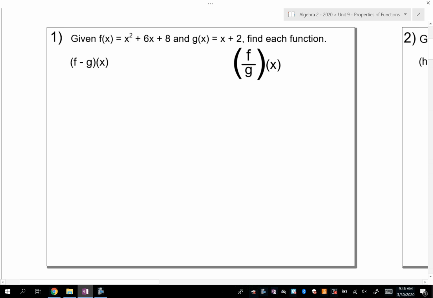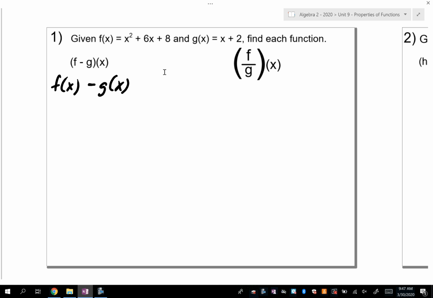Number one, we have two functions, f of x and g of x, and we're asked to do two operations. The first one says f minus g of x. So the first thing that I like to do is to write down that it's going to be f of x minus g of x. The most common mistake that I see with the subtraction is that students don't end up subtracting all of the pieces of the second function. So just make sure you subtract every single term in the second function.